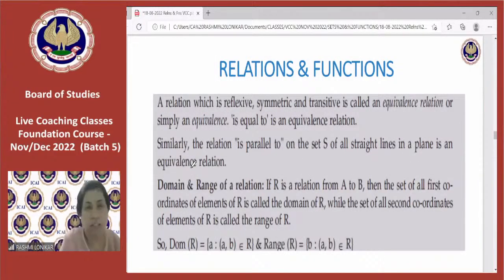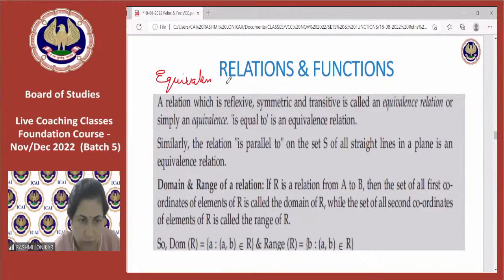Any relation which is reflexive, transitive, and symmetric, we call it an equivalence relation.